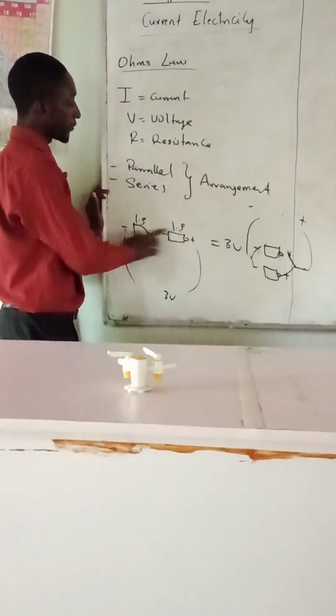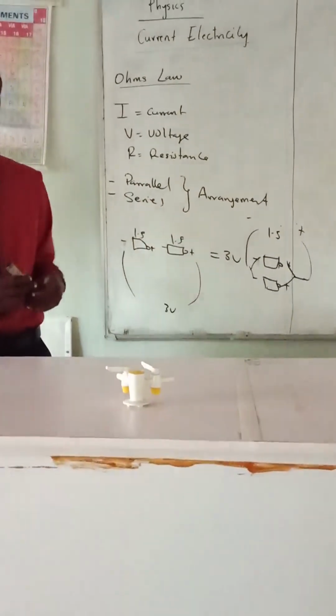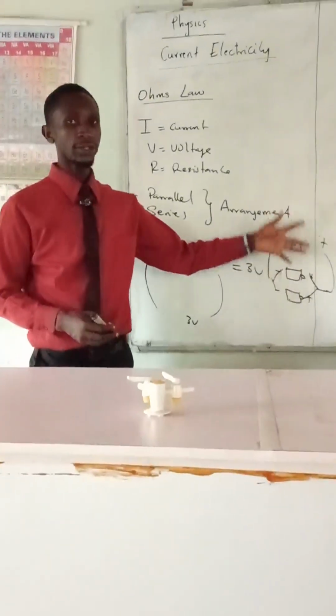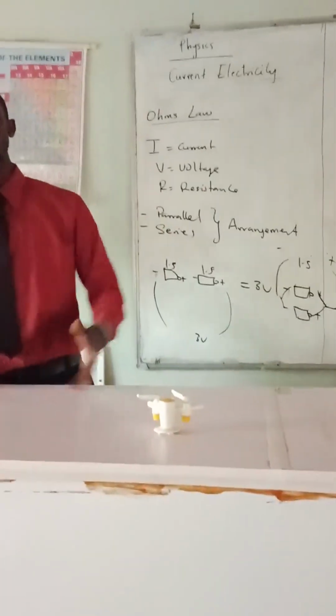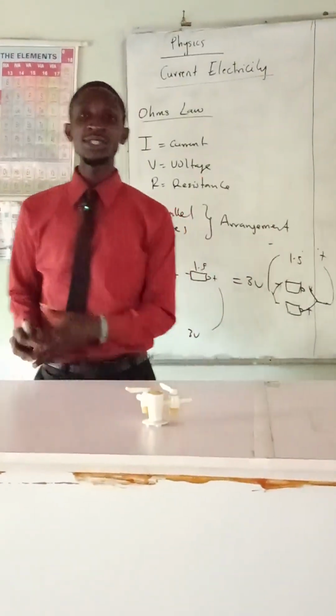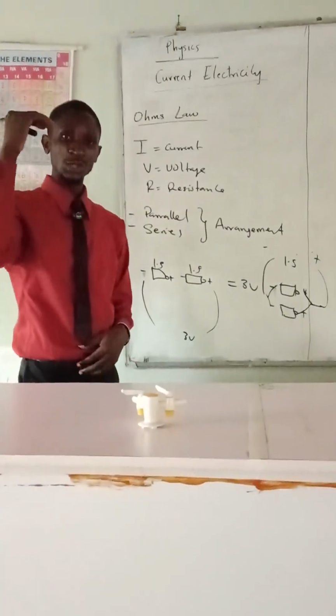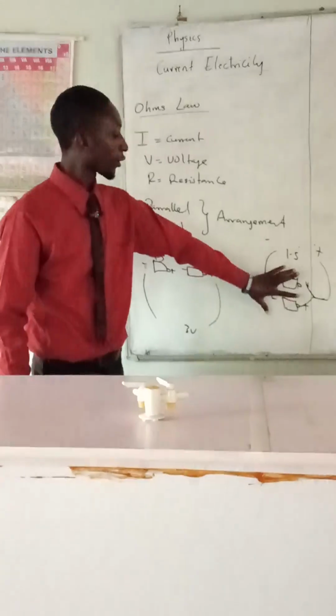But then the combined voltage will still be 1.5 because it is in parallel. So this is the kind of connection we use for alternating currents. That's why you discover in your house, your bulb is using the same electricity, your TV is using the same electricity, your fridge is using the same electricity, but the voltage is not dropping. The reason is because they are connected in parallel.